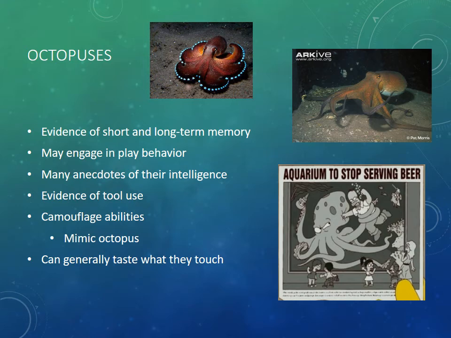They can engage in play. There's tons of stories about their intelligence capabilities from various things being studied in aquariums, research labs, etc. They've been shown to use tools of some kind. They can mimic their environment extremely well, and they can also taste what they touch. There's actually a video, hopefully it's included, I can't remember, of an octopus grabbing onto people's arms, and they can kind of taste the person, which is weird.